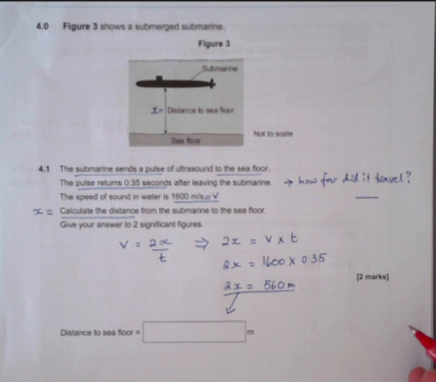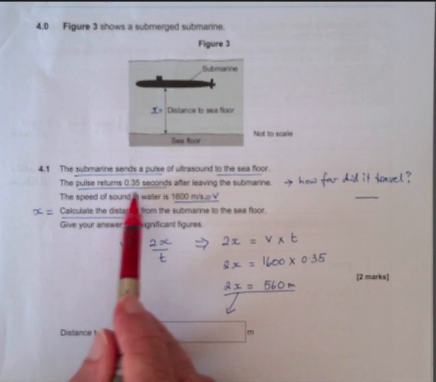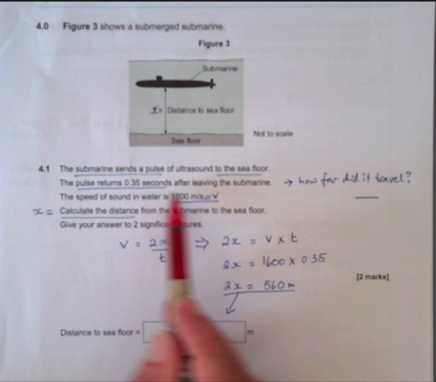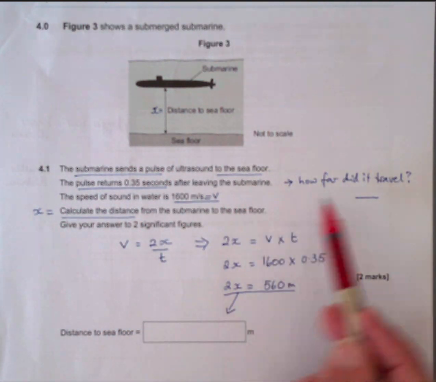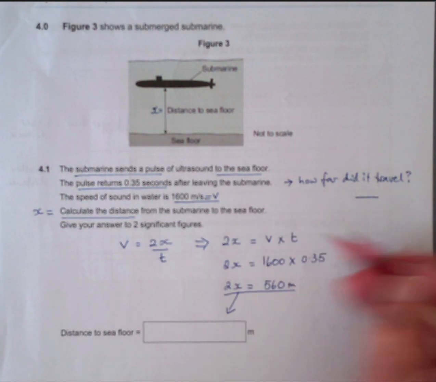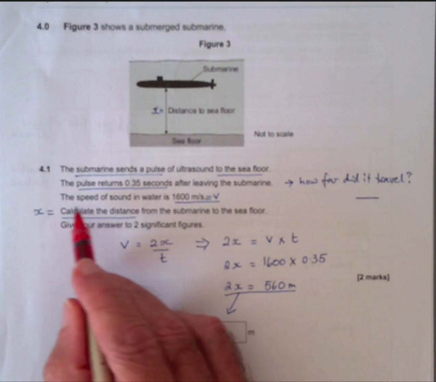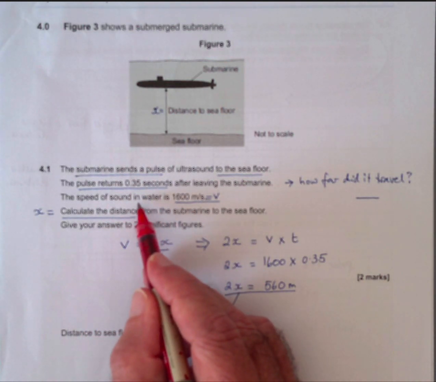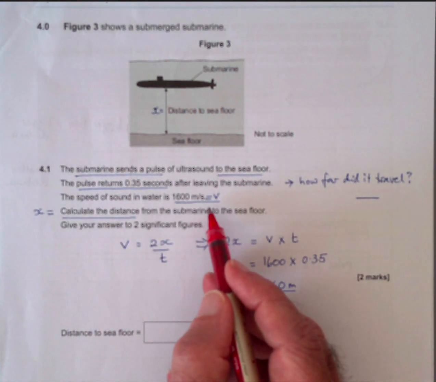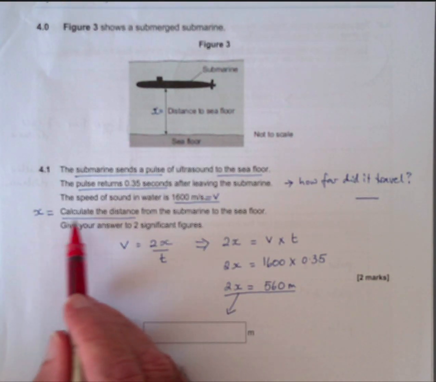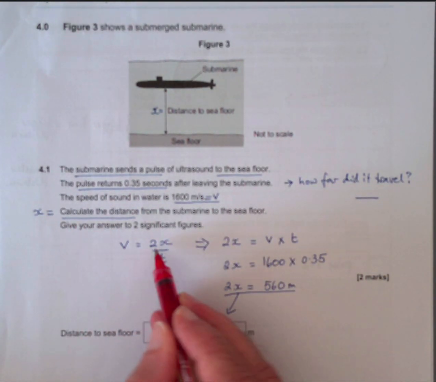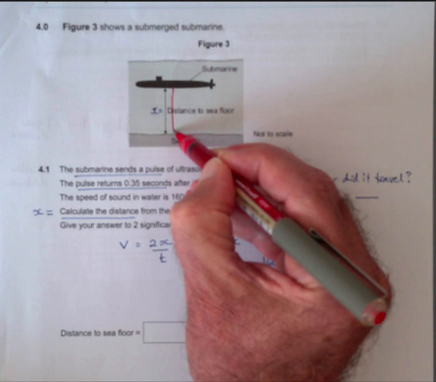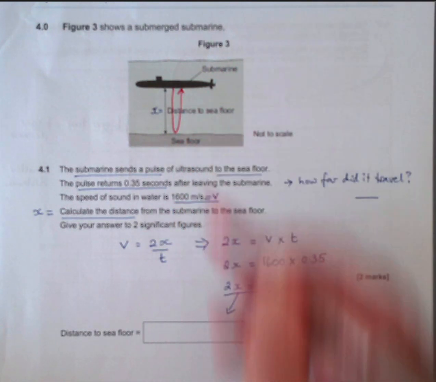The pulse returns 0.35 seconds after leaving the submarine. How far did it travel? The speed of sound in water is 1600 meters per second. So that's the velocity. Calculate distance. Remember, it's going to go there and back, so it's traveled twice the distance.